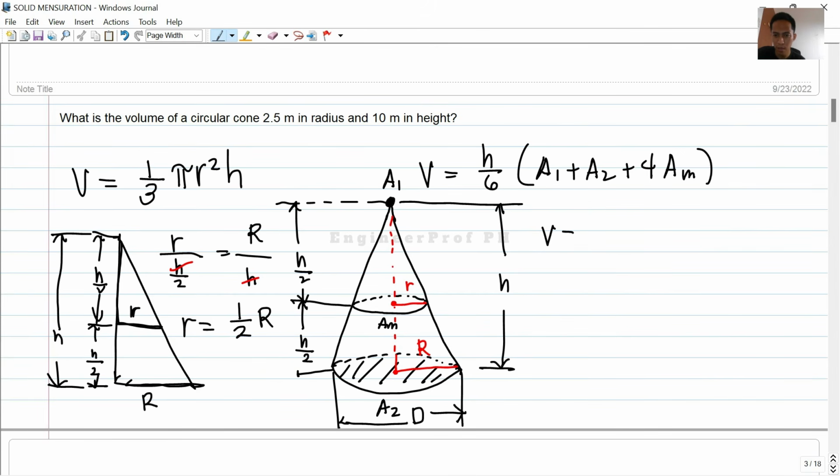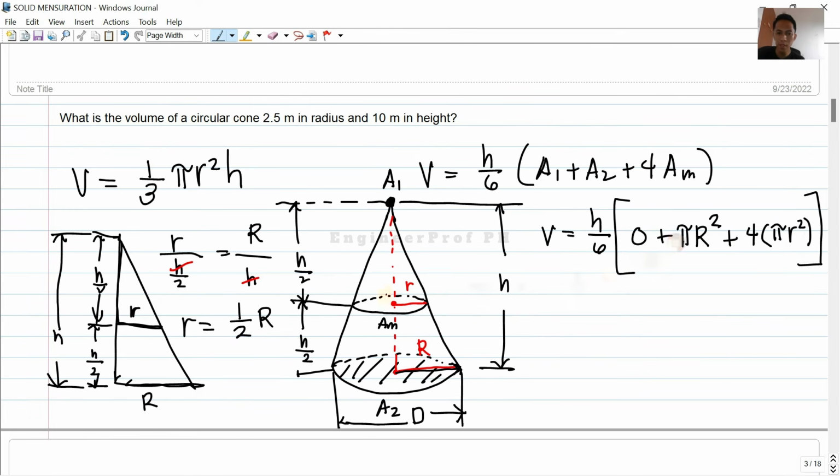So we have here volume equals h over 6 times quantity. We have here A1. As you can see here, yung A1 natin is 0 kasi point lang siya. Then you have here A2. Yung A2 natin, yung kanyang area is pi r squared. So that is pi r squared. So capital letter kasi ito, this is capital letter R yung kanyang radius. Now, the area of the midsection, we have here plus, so copy lang yung 4 na coefficient. Tapos area of the midsection. So area of the midsection is pi r squared din, pero yung small letter r. So that is pi r squared also, pero small letter r.